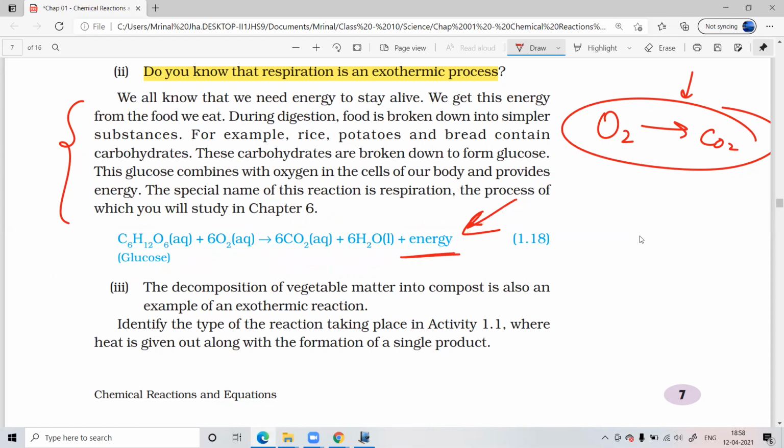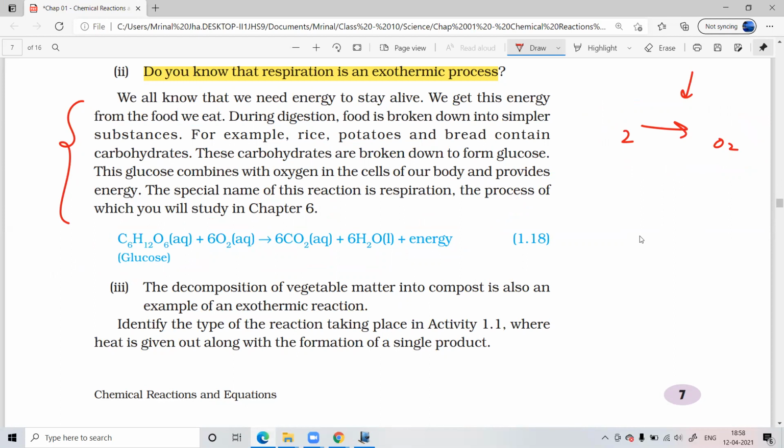So respiration is not only for taking in oxygen and releasing out carbon dioxide. Carbon dioxide just is a byproduct. The whole thing we are interested in is the energy. This energy is used by each and every cell in our body. Okay. So we'll see that in more detail in biology. Let me not get too excited about it.